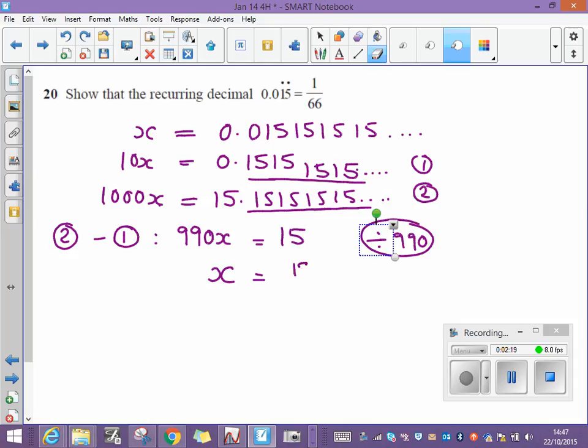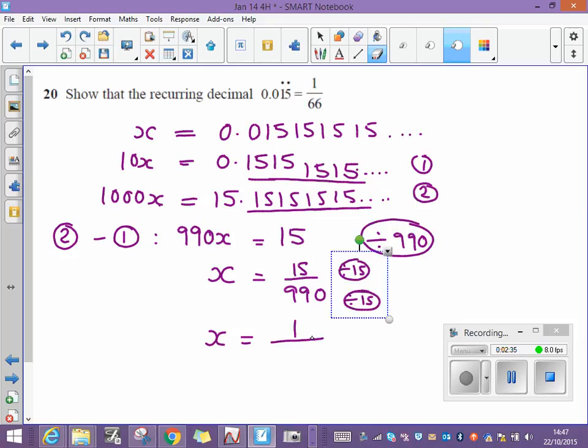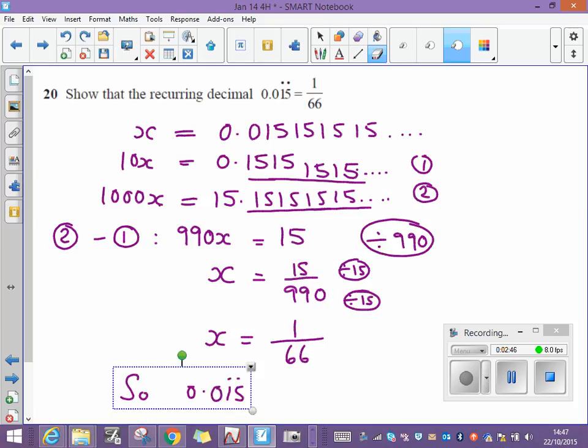So if 990x is the same as 15, if I now divide both sides by 990, then x is going to be 15 over 990. Now we need to show that that's the same as 1 over 66. Well, it doesn't take much to realise if we divide the top by 15 and we also divide the bottom by 15, the top is going to become 1. You can check this on your calculator, but 990 divided by 15 is actually 66. So 0.015 recurring is the same as 1/66.